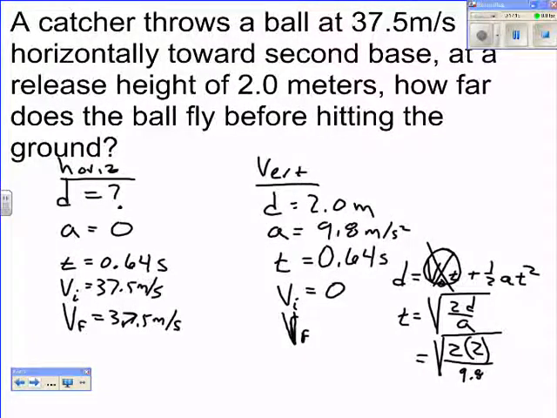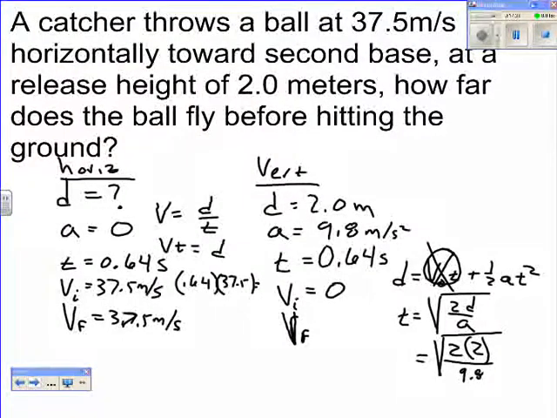So our distance, we know that speed is distance over time. So speed times time is distance. 0.64 times 37.5 would be your distance the ball would travel.